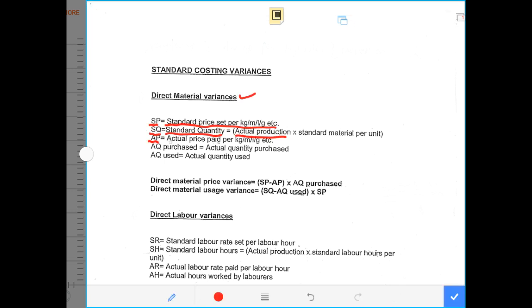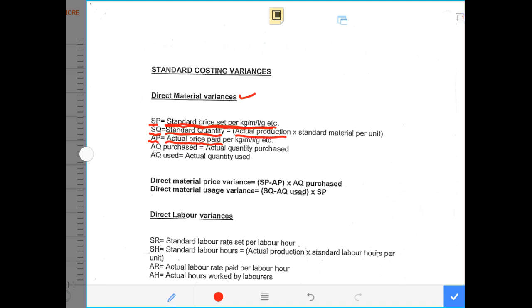Then AP is the actual price paid per kg. That means the price that we pay to buy material from the supplier. Remember, the SP was the standard price, which I might call the budgeted price. Then when we go to buy material from the supplier, we might get a different actual price, which will also be per kg or per meter or per liter or per gram.